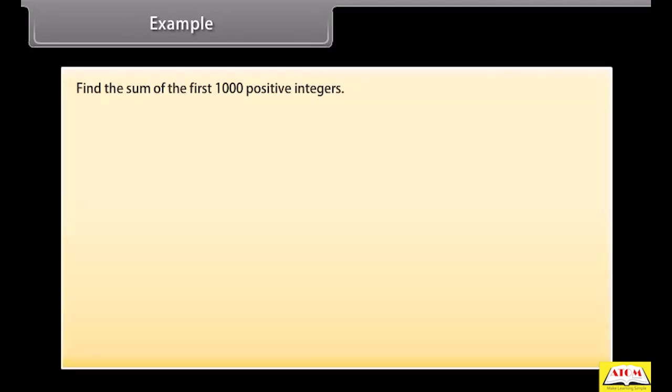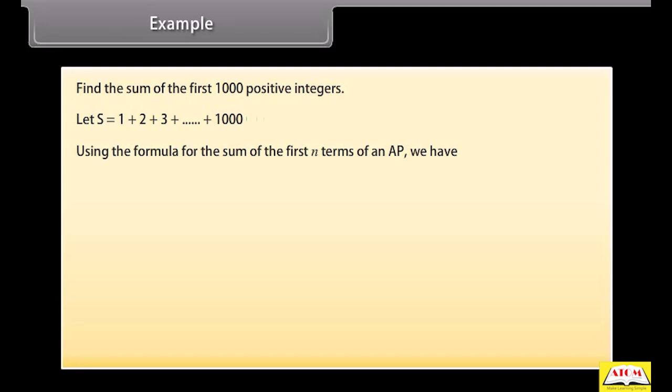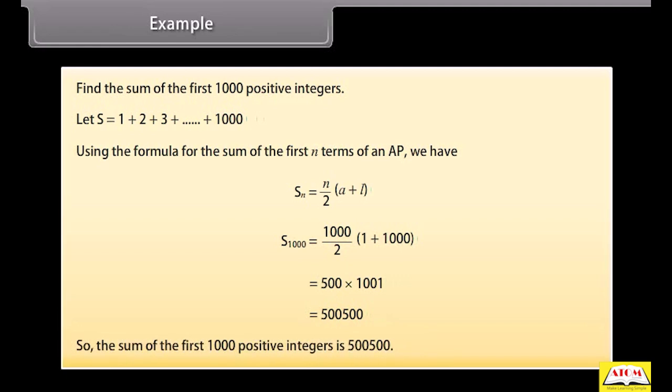Find the sum of the first 1000 positive integers. Let S is equal to 1 plus 2 plus 3 plus so on plus 1000. Using the formula for the sum of the first n terms of an AP, we have Sn is equal to n upon 2 into a plus l. Substituting the value of n, we get S1000 is equal to 1000 upon 2 into 1 plus 1000. This is equal to 500 into 1001, which becomes 500500. So the sum of the first 1000 positive integers is 500500.